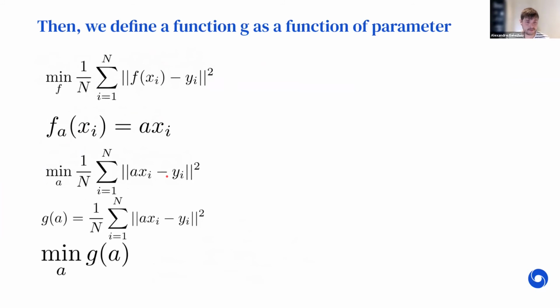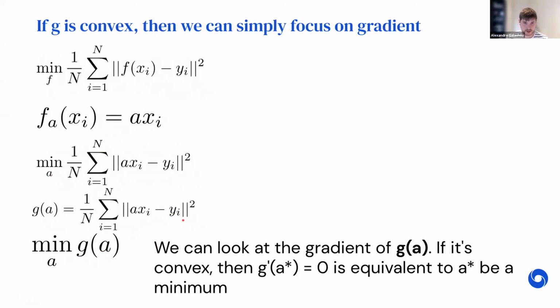Then we define g of a, just the function which is defined by this sum expression. So right now we are minimizing over a, and we basically need to find a minimum of a function g of a, where a is a parameter and g depends on the data. So we know, from what I've said above, that if this g is convex, then we just calculate the gradient of the function, find where the gradient is 0, and then we are basically done, because there it will give us a minimum of the function.